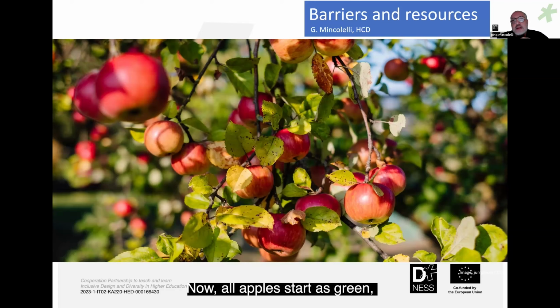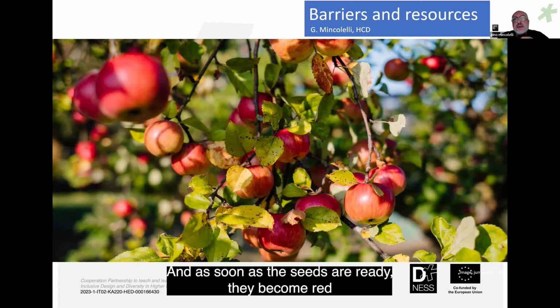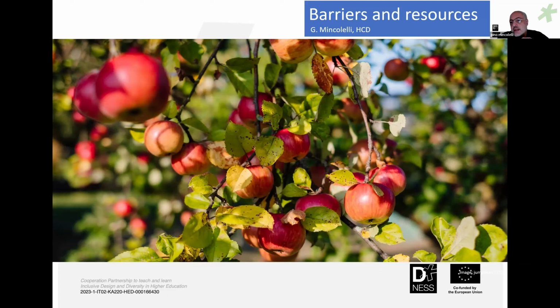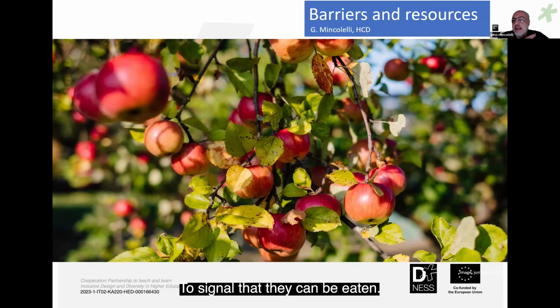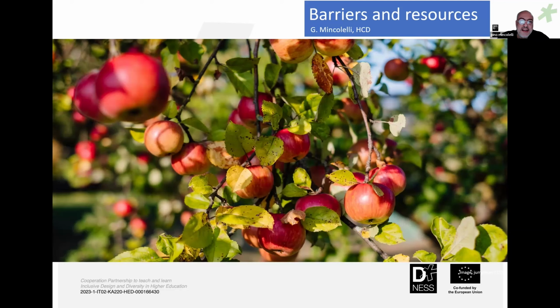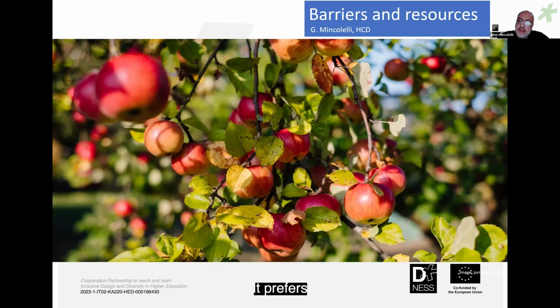Now, all apples start green, the same color as leaves, so as not to be easily visible to animals. And as soon as the seeds are ready, they become red or yellow, in contrast with the color of leaves, to signal they can be eaten. And that the tree is well-intentioned to give a gift of food to all the animals, though it prefers the big animals, to make seeds move far away from the tree.